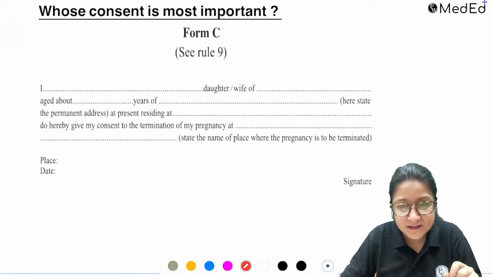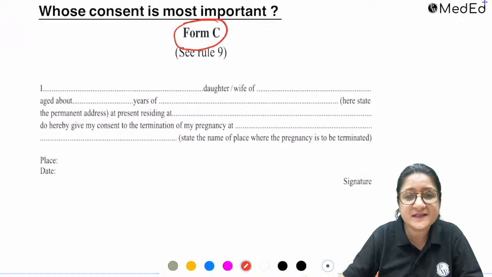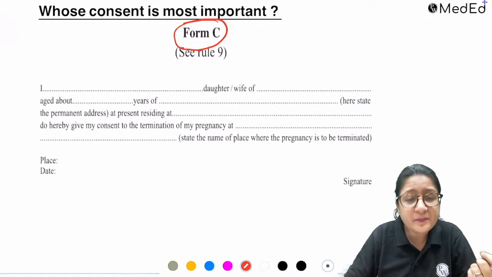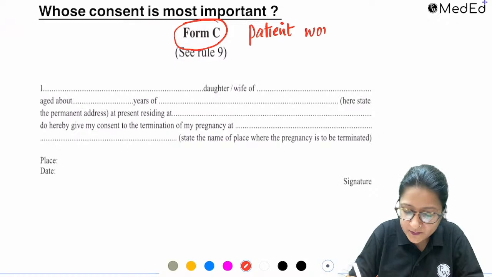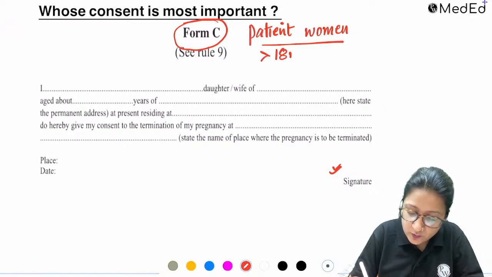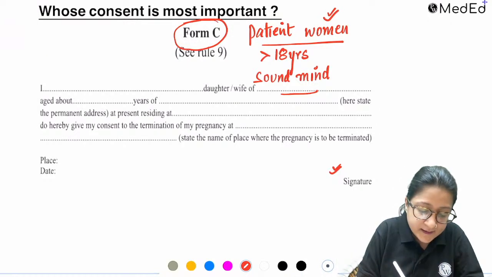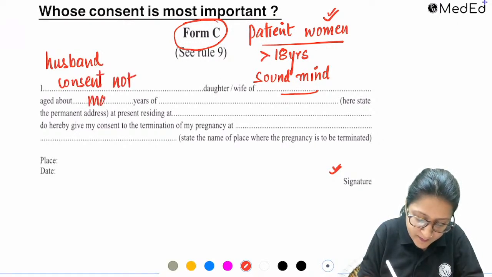Now, as far as the consent is concerned, the first question is whose consent is most important. Here is a representation of Form C, which we are required to fill. Form C is the consent form, and there is only one place for signature, and that is for the woman. So the consent of the woman, who is more than 18 years of age, an adult of sound mind who can give valid consent of her own, is the most important. The husband's consent, on the other hand, is not mandatory by law. That is also an important point to remember.